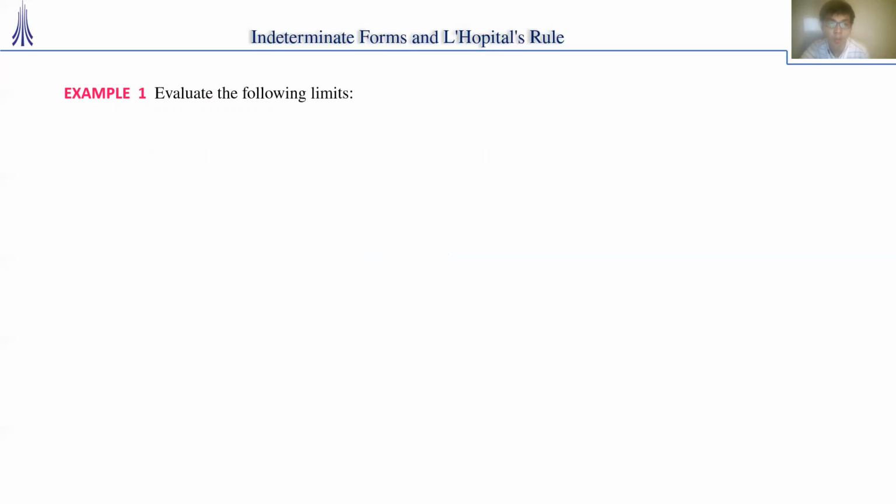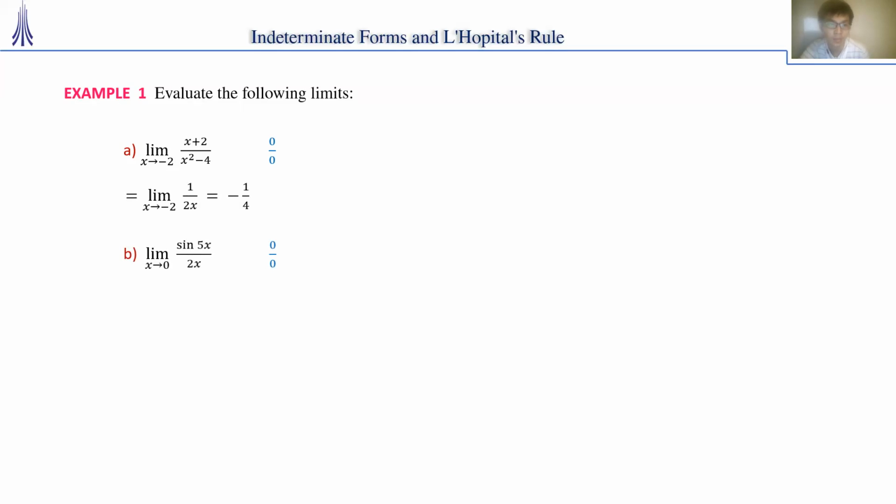Let's see example 1. We will find the following limit. A, the limit as x approaches minus 2 of x plus 2 over x squared minus 4, which is the 0 over 0 form, that is, an indeterminate form. So we apply L'Hopital's rule on this limit. We differentiate the numerator and denominator, and we get 1 over 2x. We insert x equal to minus 2, and we get the answer minus 1 over 4.